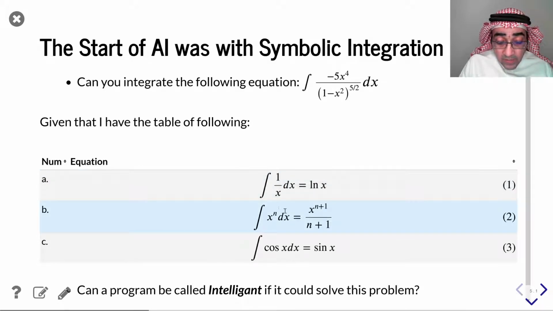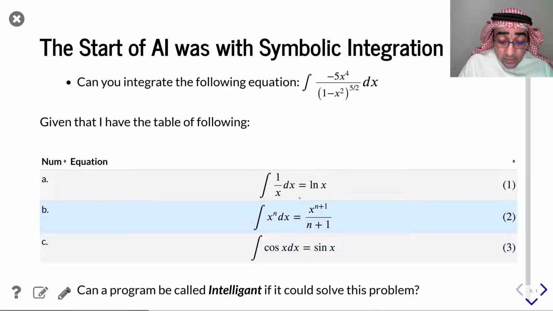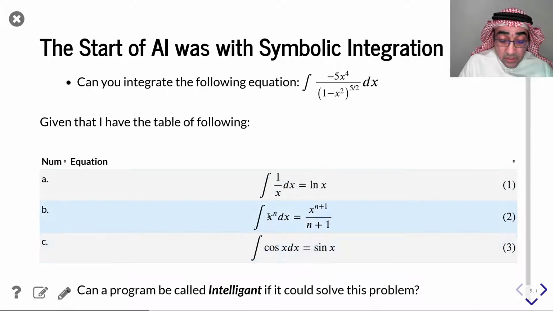And then I have x to the power of n dx. This is the solution for it. If I reach a state where I have x to the n, I can actually integrate that. And the integration of cosine x is equal to the sine of x. So this is the table of solutions that I have. I have these three equations in my table of solutions. And if my computer reaches one of these, it can actually solve the integration problem.